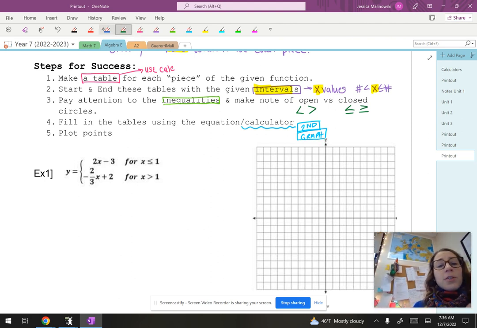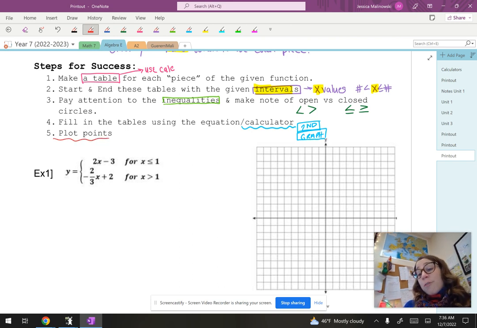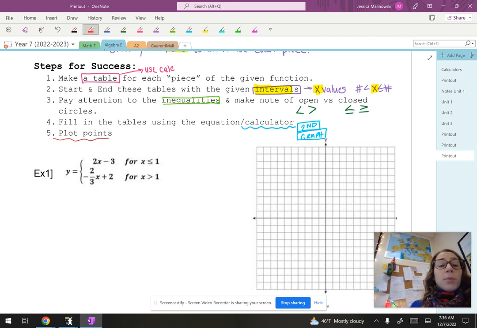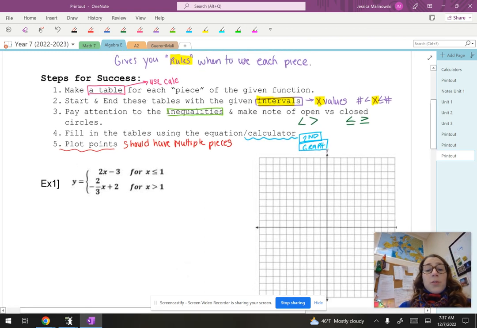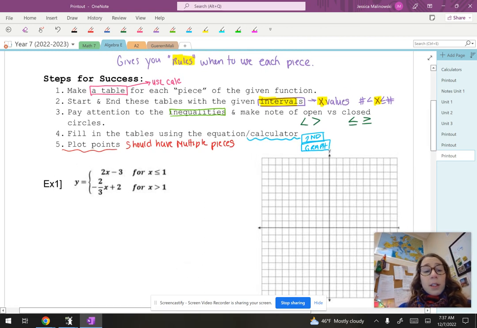And then last but not least, you just have to plot your points and make your graphs. You should have multiple pieces. Just a little note, you should have multiple pieces. Sometimes they'll connect, sometimes they won't. It depends on the situation. All right, we'll take a look at example 1 next.